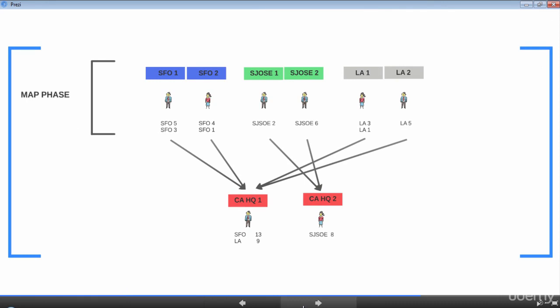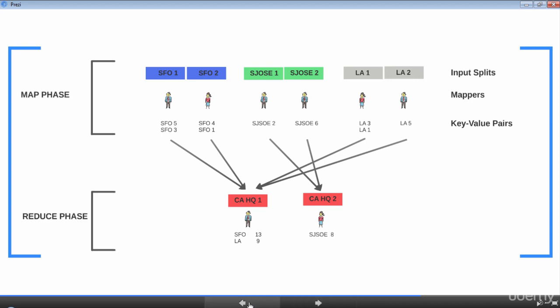The phase where individuals collect the population of their assigned city or part of the city is called the map phase. The individual person involved in the actual calculation is called the mapper. And the city or the part of the city he is working with is known as the input split. The output from each mapper is a key value pair. As you can see, the key is SFO, the value is 5. Or the key is San Jose, the value is 2.